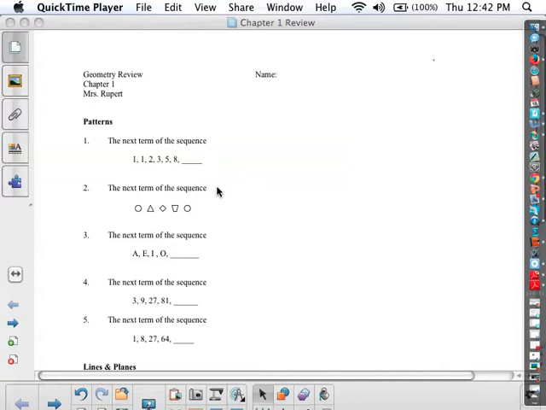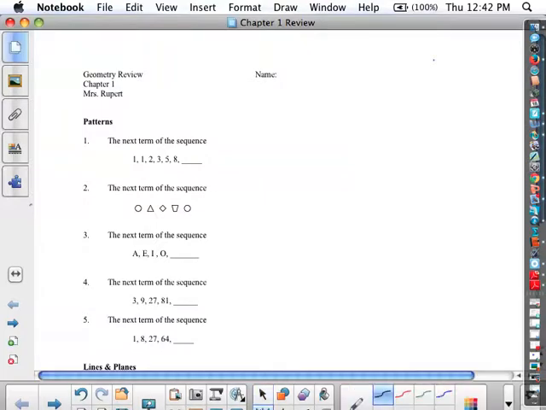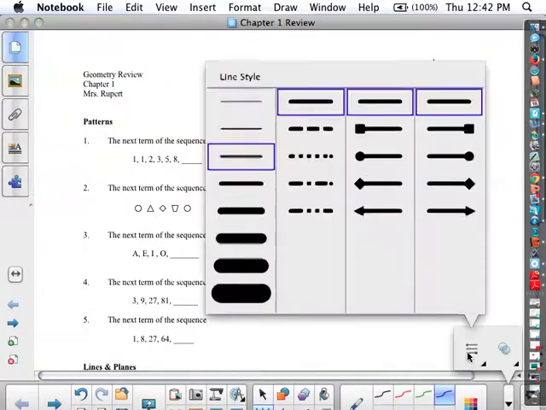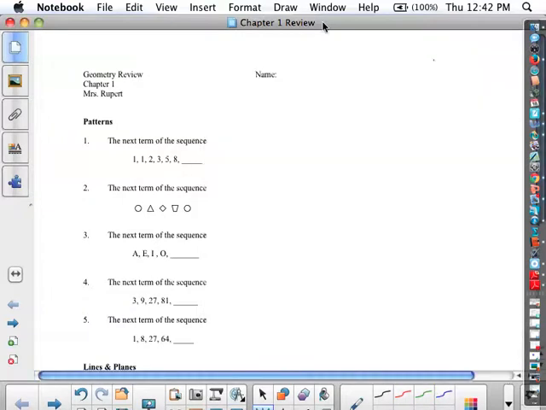Okay, let's take a look at the Geometry Chapter 1 review, or the College Prep Geometry Chapter 1 review, and go over the answers. The first section, remember, was patterns, so we wanted to look at the examples given and see if we could come up with the next number in the pattern. So the next number in this sequence, hopefully you recognize it as the Fibonacci series. I think we talked about it one day in class, and so this value is 13.